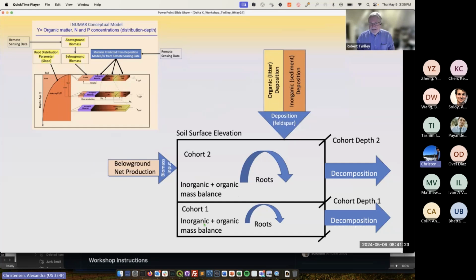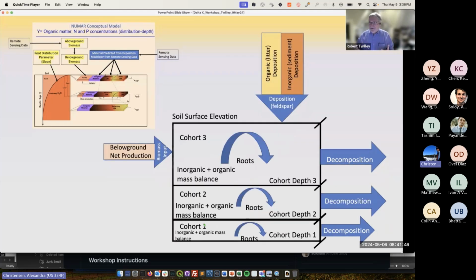Then you've got your one cohort you started with, and now in the second year of this simulation, you're going to add a second cohort on top of that. And again, you do that by how much is deposited on the surface and how much is the below ground production. And that gets laid down on top of the cohort that you built the year before. Go through the same exercise. And then you do it the third year. So the third year of the simulation, third time step, 1 year per time step, you add another cohort.